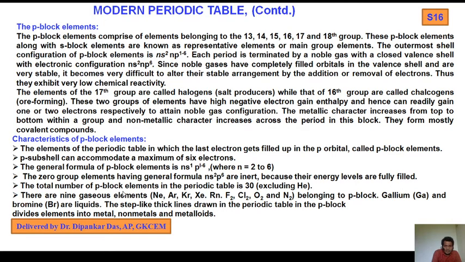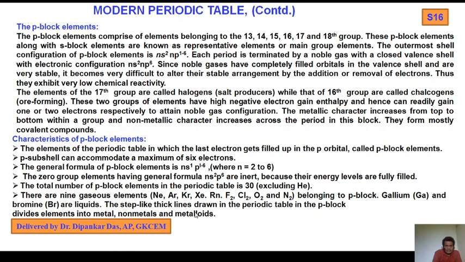Okay. The total number of p block elements in the periodic table is 30, excluding helium. There are 9 gaseous elements. What are they? Neon, argon, krypton, xenon, radon, fluorine, chlorine, oxygen, and nitrogen. So these are the 9 gaseous elements belonging to the p block. Gallium and bromine are liquid.